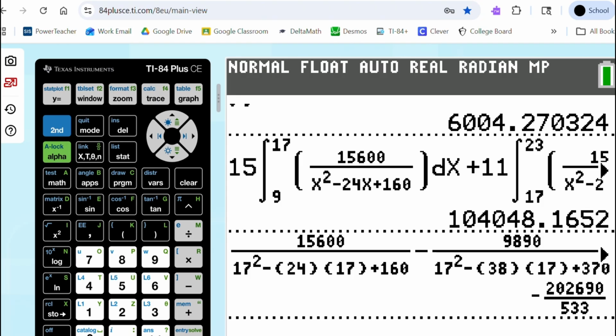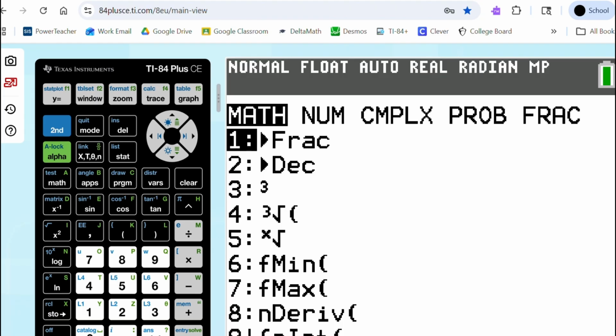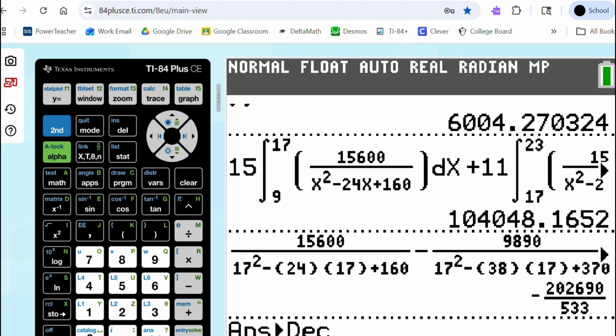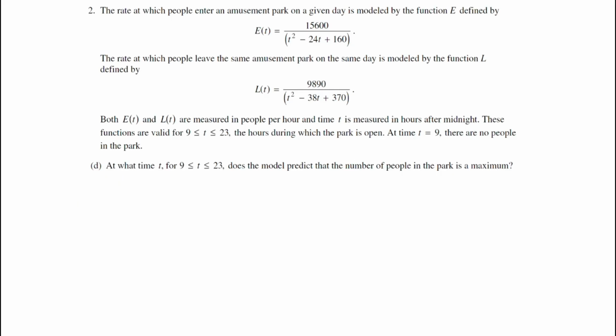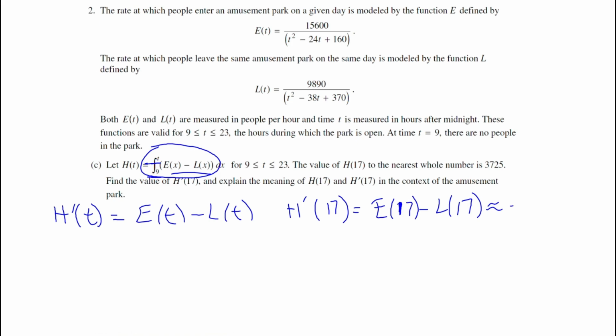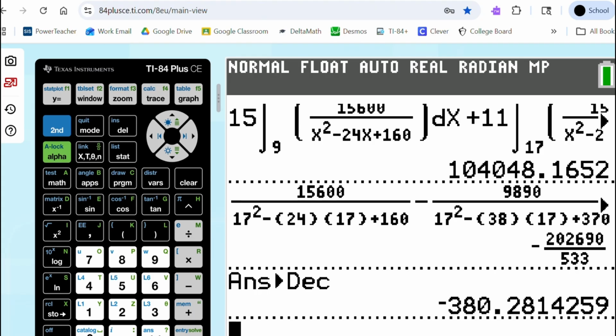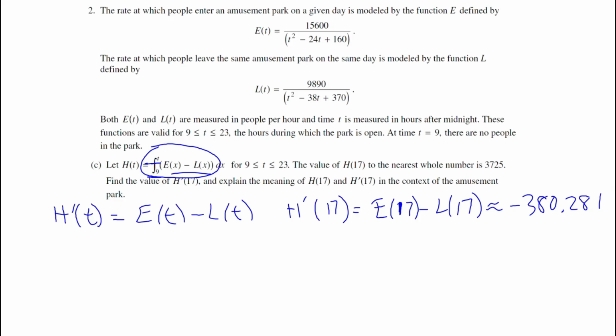So I guess that's a perfectly acceptable fraction as an answer, but I want to see what that is as a decimal. So I'm going to hit math and go down to option number 2 and get the decimal of negative 380.281. So this is negative 380.281, yep. And now it wants us to explain the meaning of h of 17 and h prime of 17.